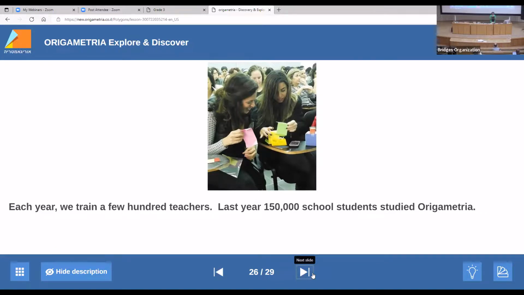So the joy is very, very important. I'm not talking about the motor skills, space awareness, and all the other learning skills that, when I was starting with origami, I really emphasized. I don't emphasize that now because it's implanted in Origametria.